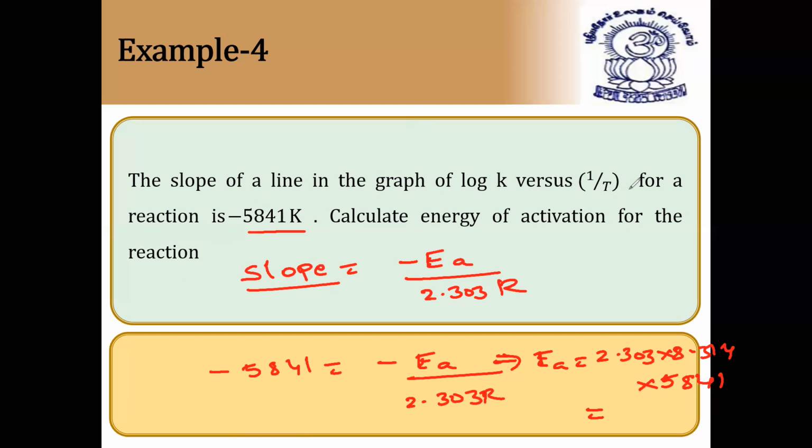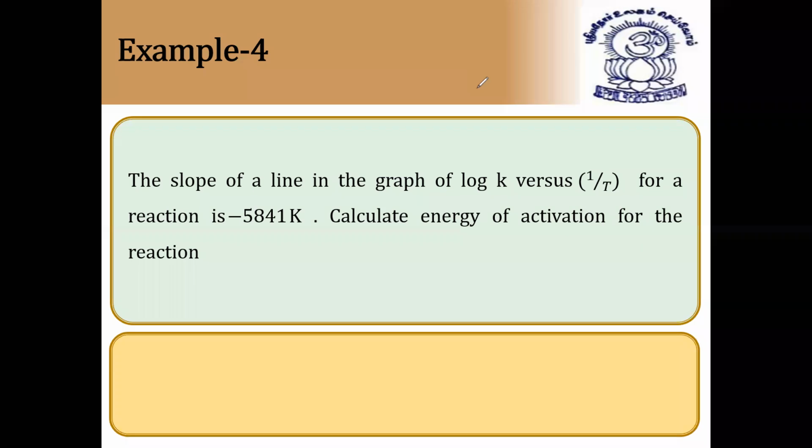The slope for log K versus 1 by T is equal to minus E of A by 2.303 R. This is the formula. So use this formula, you'll get the answer. So please note it down. I hope it is clear. So the answer will be energy of activation is equal to 1.118 into 10 to the power 5 joules per mole.